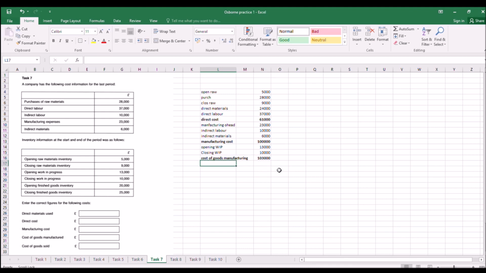Then we've got our opening finished and our closing finished. So opening finished 20,000, and we've got 25,000 left at the end. So our cost of actual sales, the things that came out of our warehouse and went off to customers, is going to be 98,000. So that'll be cost of sales.